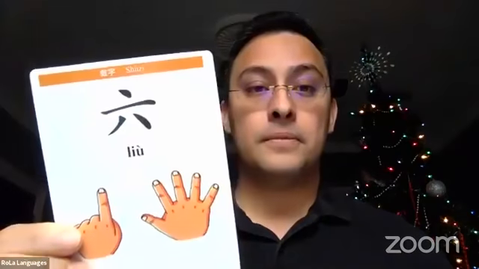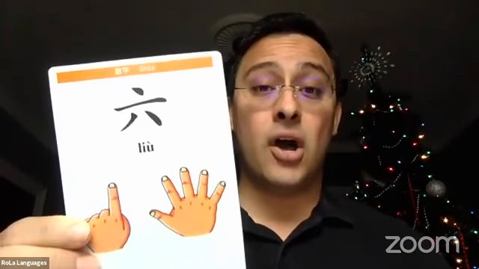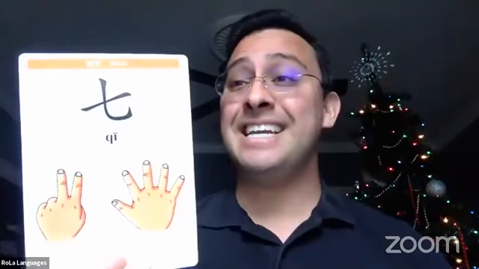Okay, this one is wǔ. Use your head this time, it goes down and up. Very good. Number 6 is liù. Then 1, 2, 3, 4, 5, 6. Another first tone: qī, 7. It's a chi sound.